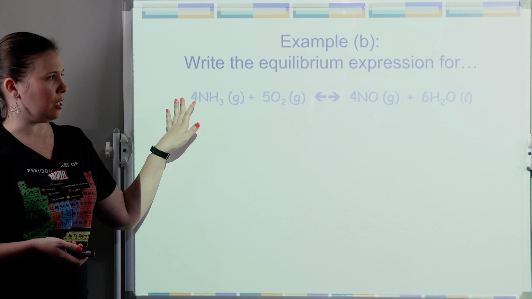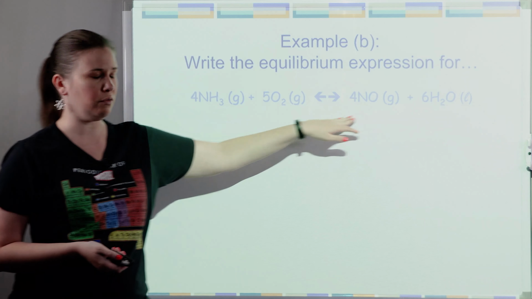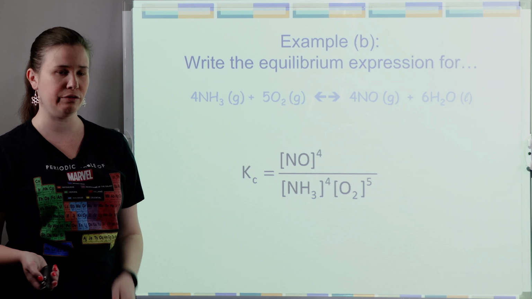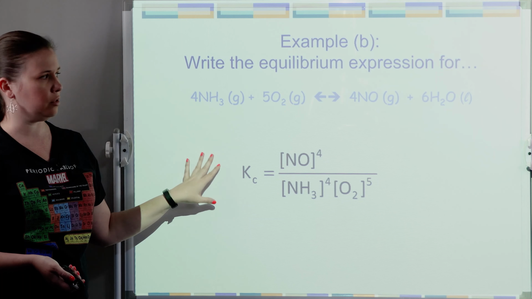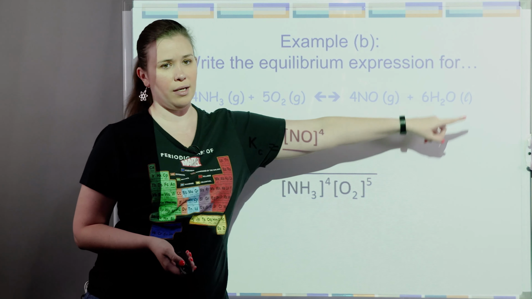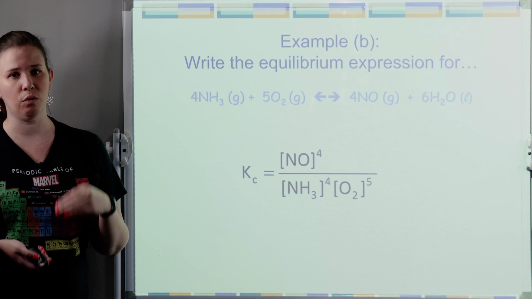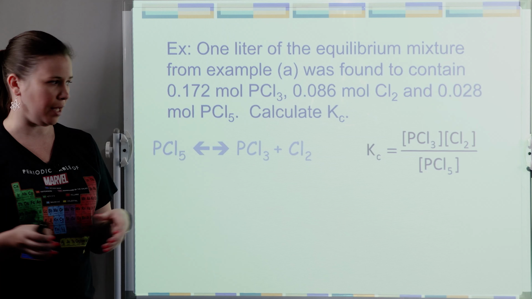So if I looked at this same example, but using liquid water instead of water vapor, I would simply remove the water from the equilibrium expression. So this would be the correct equilibrium expression for the given equation here with water as a liquid. What we wrote a minute ago would have to be for water as a vapor. All right, so that's the one catch.